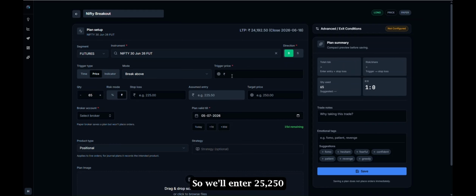Instead of buying immediately, you simply tell Qbar Trade, activate this trade only if Nifty trades at or above 25,250. So we'll enter 25,250 as our trigger price. From this point onward, Qbar Trade continuously monitors the market. If Nifty reaches that level tomorrow, next week, or even within the next few minutes, the plan becomes active. If it never reaches that level, the trade simply remains inactive.